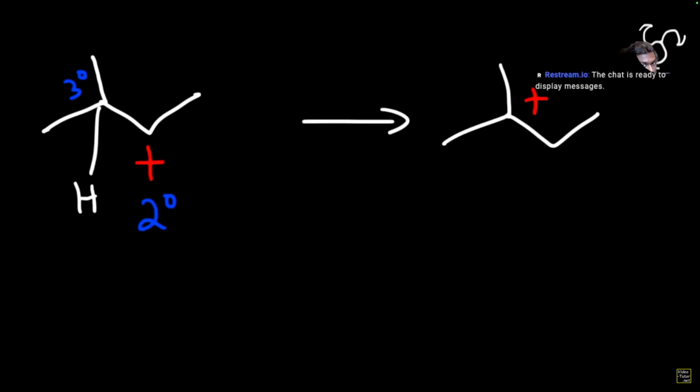A hydride will move from the tertiary carbon to the secondary carbon. And so it's going to move here. And by doing so, the positive charge is going to move towards where the hydride left. And so we have a carbocation rearrangement. So whenever you have a tertiary carbon adjacent to a secondary carbocation, a hydride shift will occur.